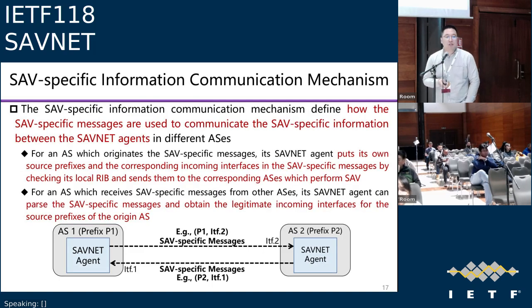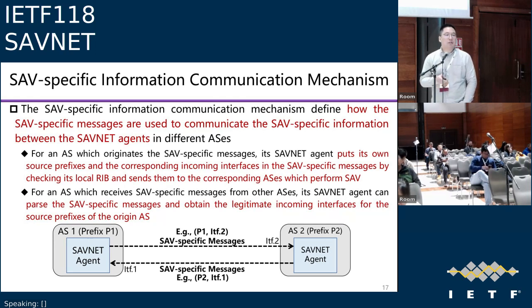Okay, the SAV-specific information communication mechanism defines how the SAV-specific messages are used to communicate the SAV-specific information between the SAV agents in different ASes. The figure below shows an illustration example. For an AS which originates the SAV-specific messages, such as AS1 here, its SAV agent puts its own source prefix and the corresponding incoming interfaces in the SAV-specific messages, such as the prefix P1 and the interface to AS2, and sends them to the corresponding AS, which performs SAV.